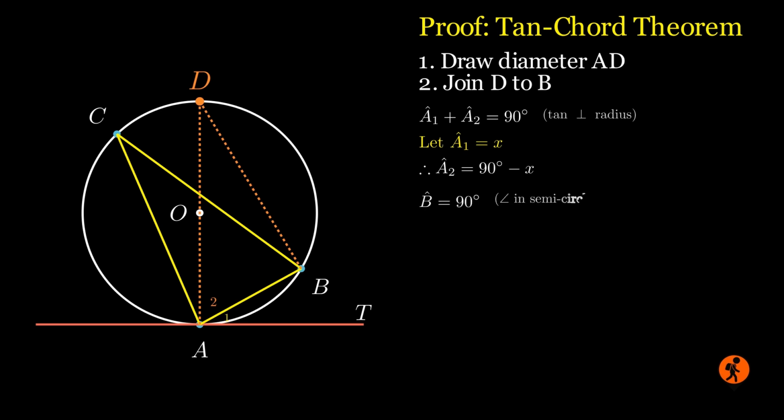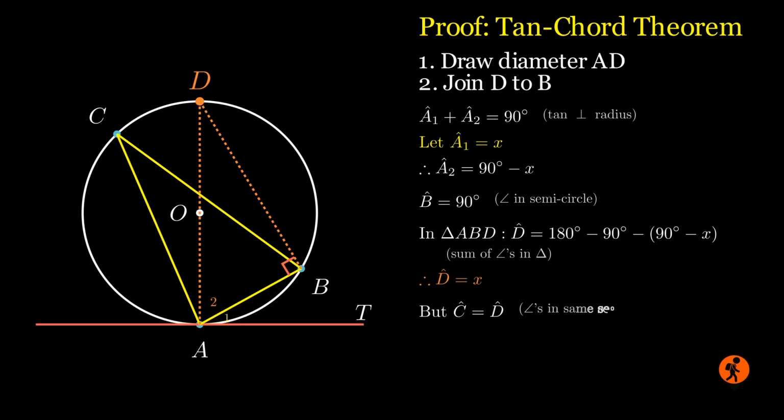Next, look at the triangle we built. Because AD is a diameter, the angle at B is an angle in a semicircle, which is exactly 90 degrees. Using the sum of angles in a triangle, angle D must be 180 minus 90 minus 90 minus x, leaving us with exactly x.